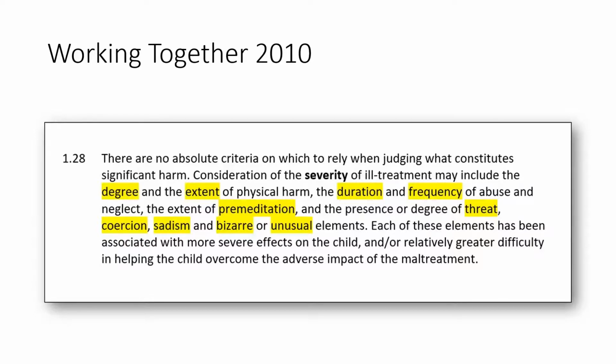The features of severity of harm include the degree and extent of the harm, the duration and frequency of the abuse, the extent of premeditation, a presence of threats, coercion, sadism, bizarre or unusual elements. These are noted as they are associated with how severe the effects are on the child and how much difficulty they will face in overcoming these. You will see these categories in Part 1 of the Significant Harm Checklist.